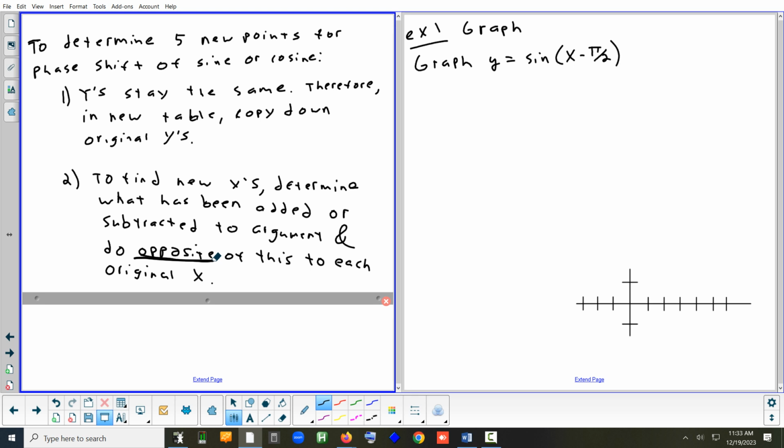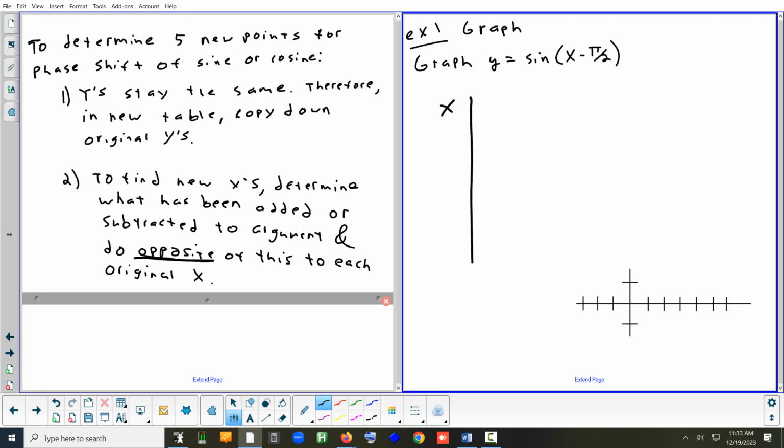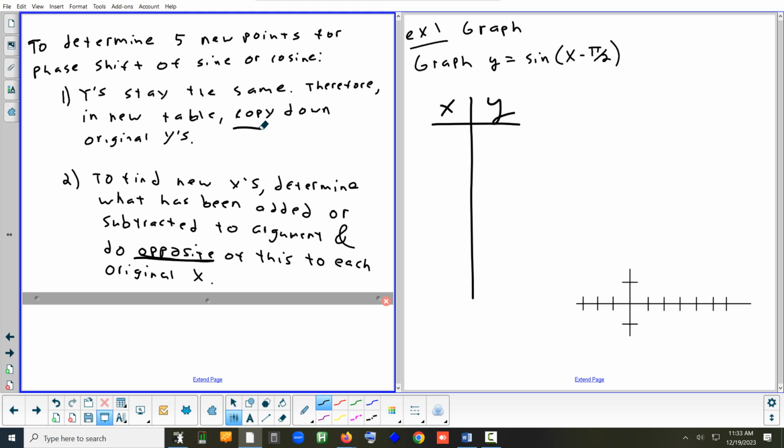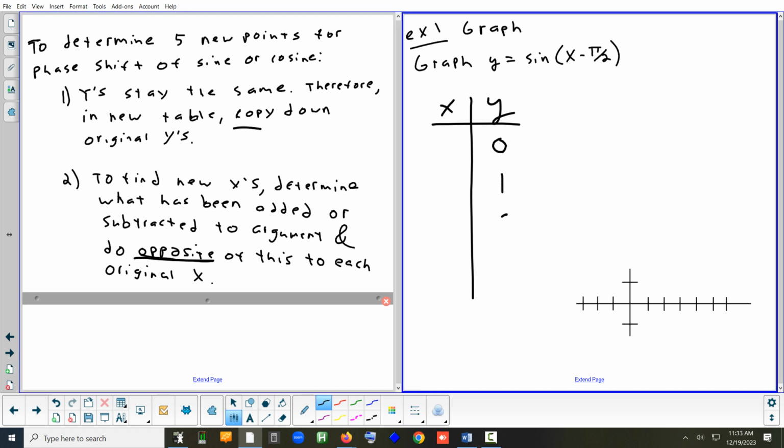Okay, so let's try a phase shift. Can someone remind me, first sine, what are my original y values? Because I don't have to change those at all. Just copy them over. 0, 1, 0, 0, 1, 0. So there's my original y's.